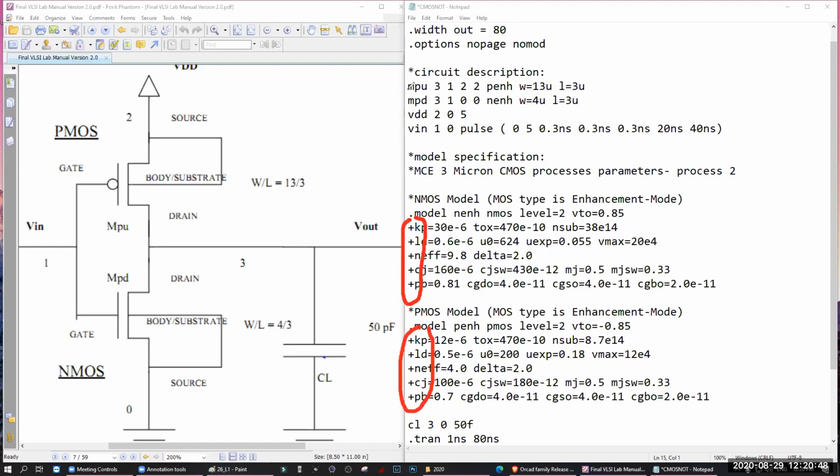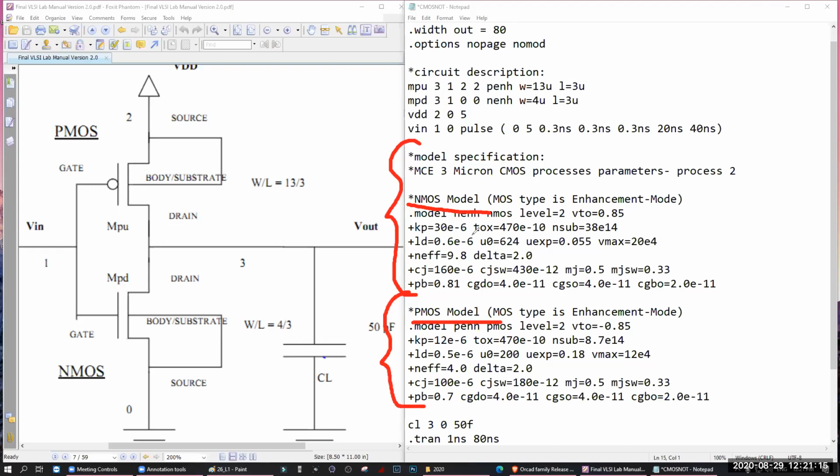And when you give nothing, that line is the circuit description. Sorry, not a specification, the circuit description you are going to give. So here we are going to describe the circuit in our code. This part, the specification, is the N model specification. This is the P model, that means the PMOS specification.